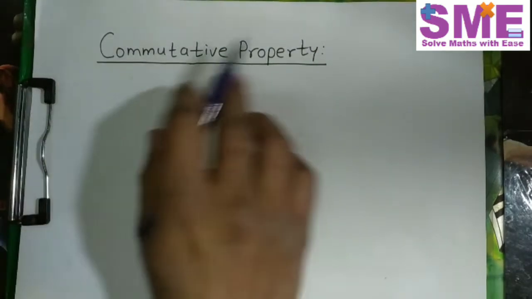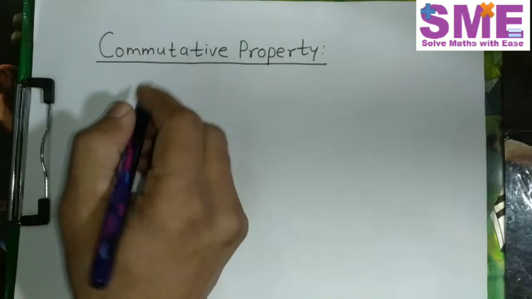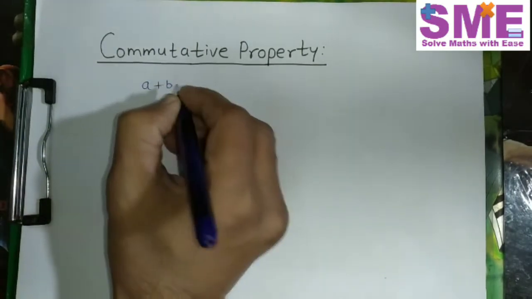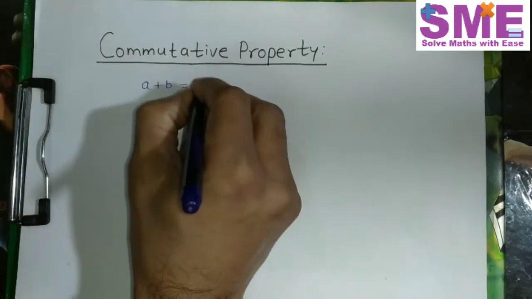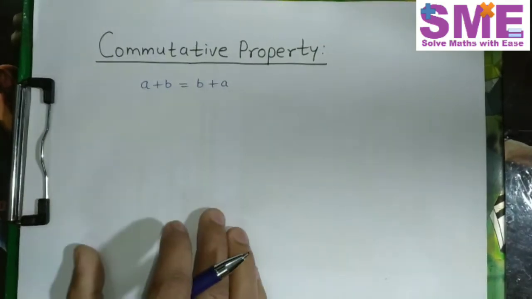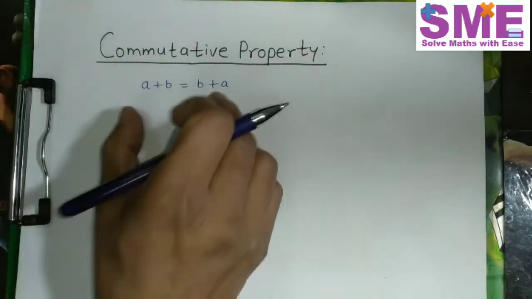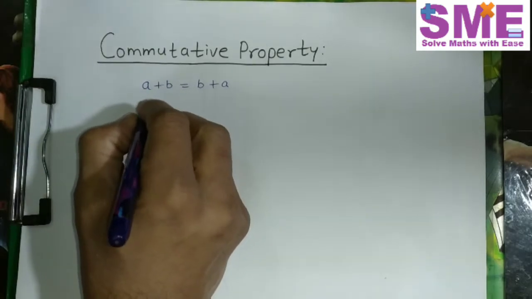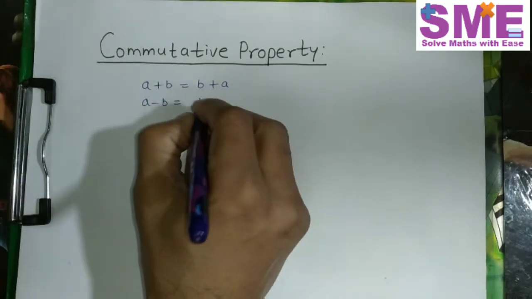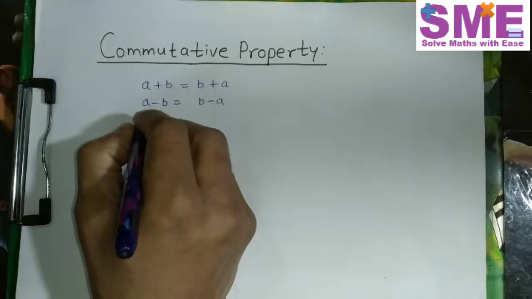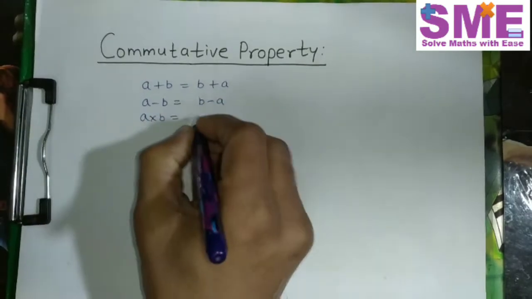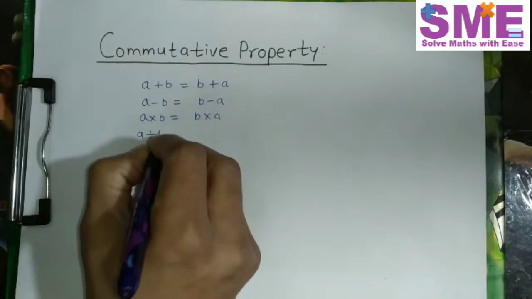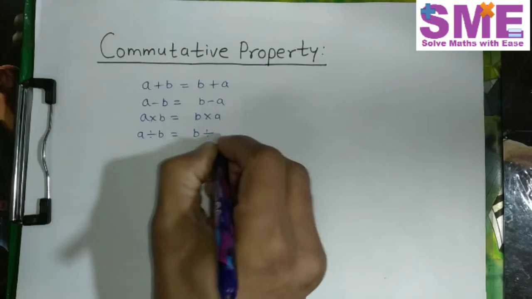So let us check now for the commutative property. What is the commutative property? Suppose we perform addition of two numbers, say a plus b. If it is equal to b plus a, then we can say that the commutative property holds true. Similarly, for subtraction, a minus b should be equal to b minus a. For multiplication, a multiplied by b should be equal to b multiplied by a. And for division, a divided by b should be equal to b divided by a.